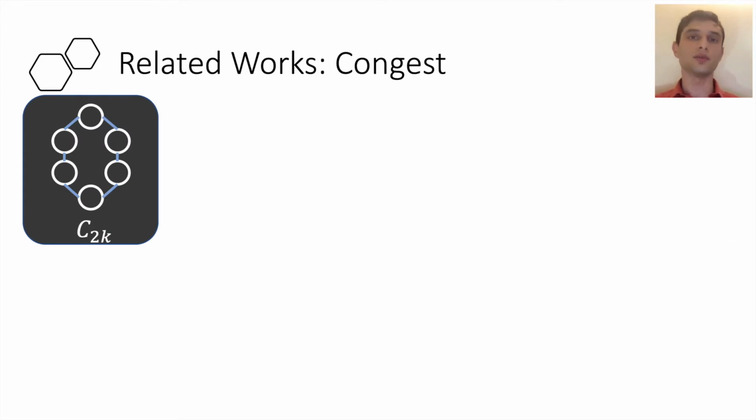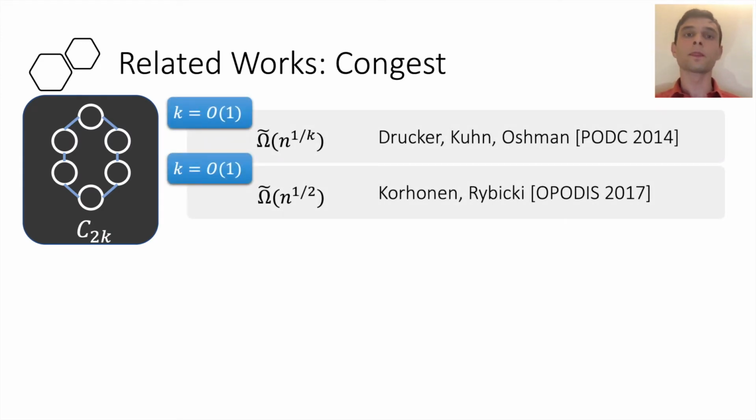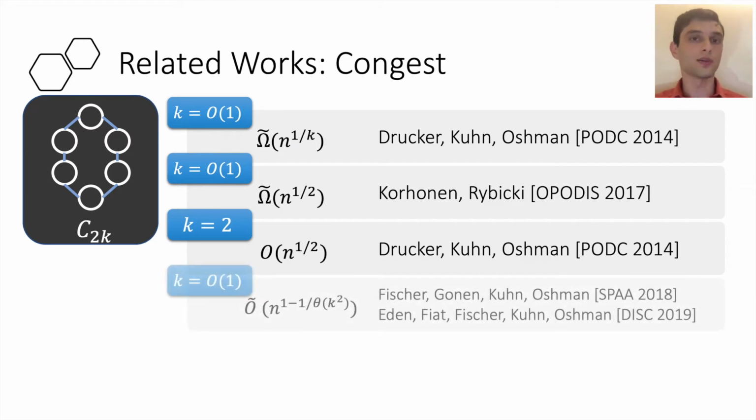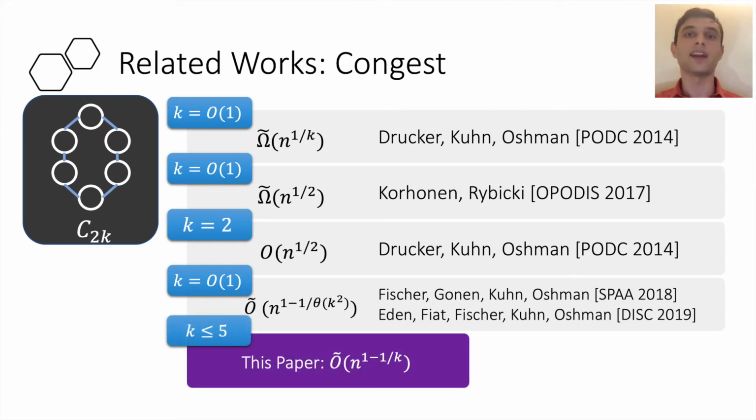When it comes to C2k, cycles of even length, lower bounds were shown for this problem. And for the case of cycles of length 4, it was also shown how to detect these cycles in square root of n number of rounds, matching the lower bounds. Later on, it was shown in further works how to detect the existence of longer even cycles in a sublinear number of rounds. And in our work, we improved the result for C6, C8, and C10.